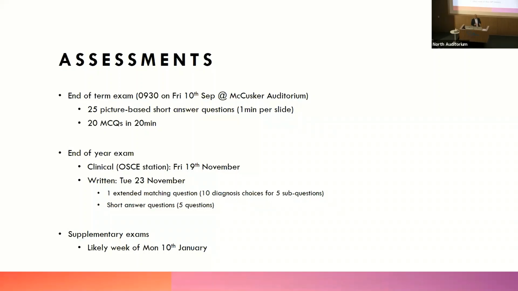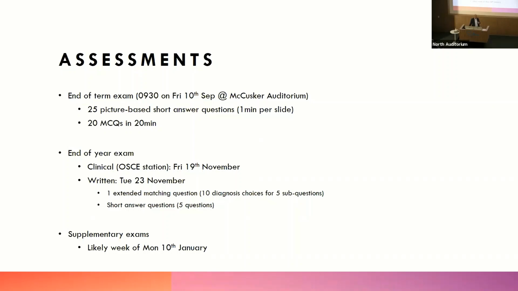Your end of year exam has a written component and an OSCE component. The OSCE is on the 19th of November. That's on a Friday. Usually there's a morning session and an afternoon session. There'll be 1 eye station. I'm usually one of the examiners at that. And then the written is the following week, where you've got an extended matching question. So you've got a bunch of questions and then a bunch of diagnoses, and you match them. And then there are some short answer questions as well.